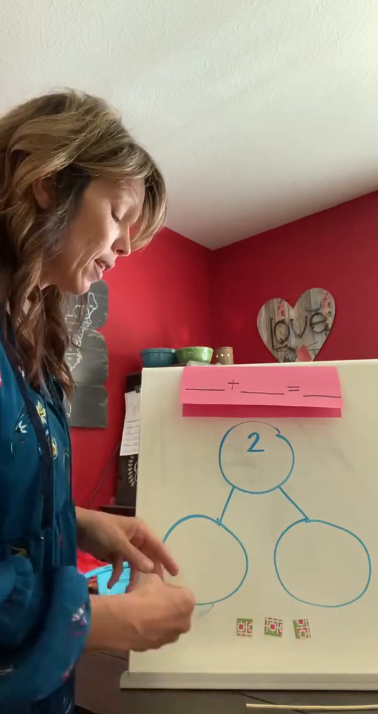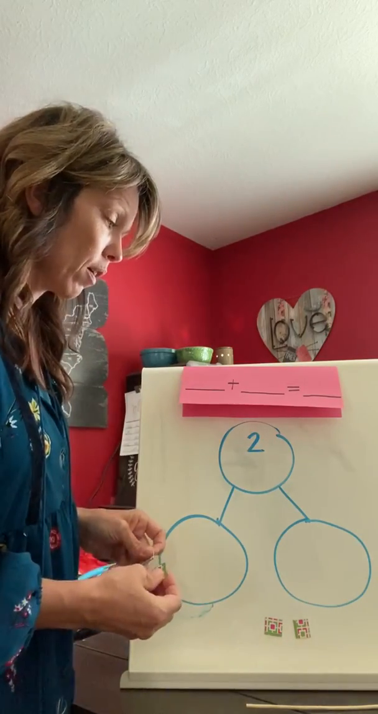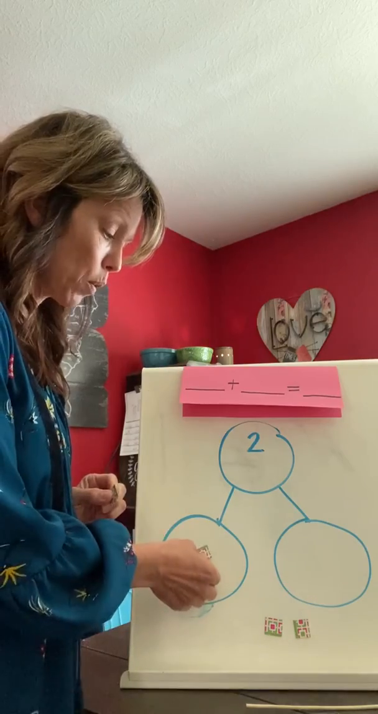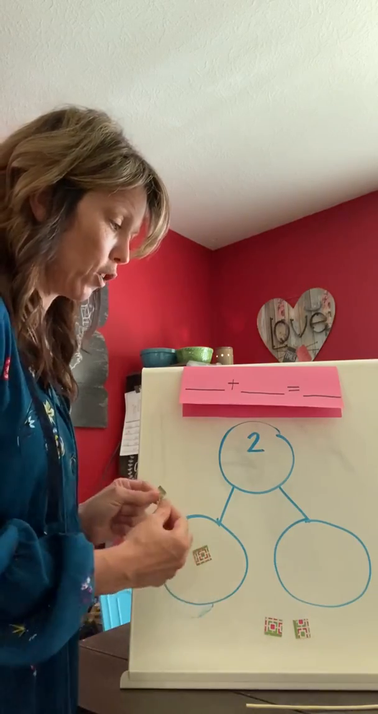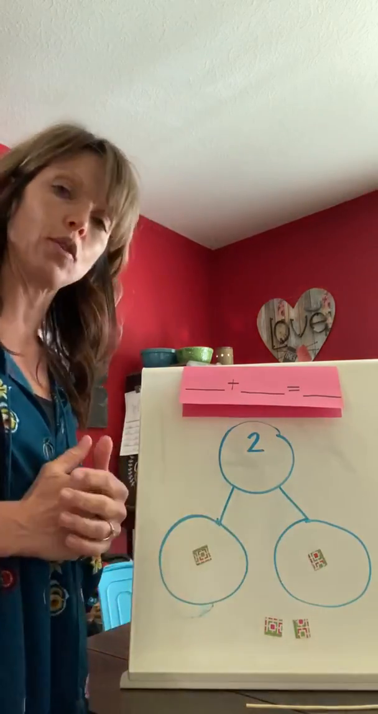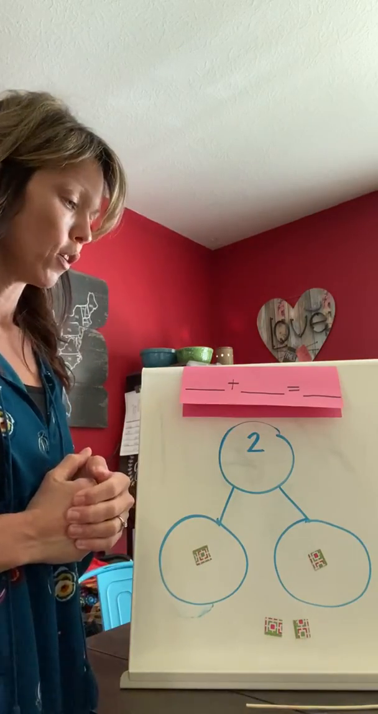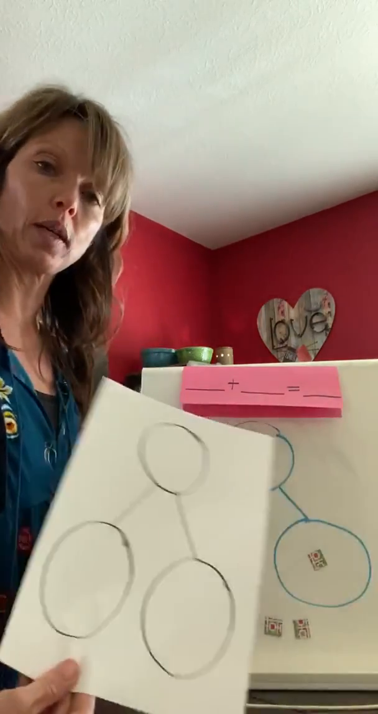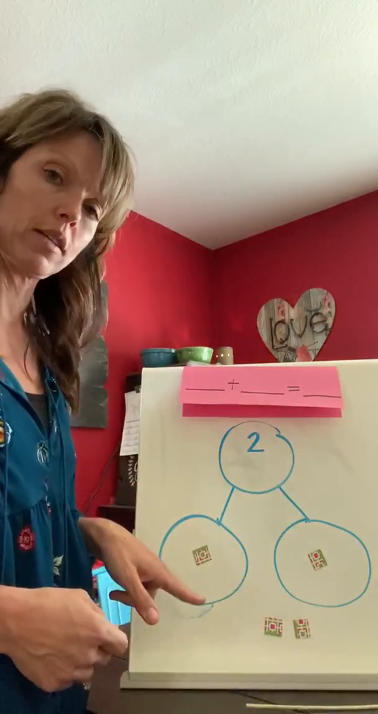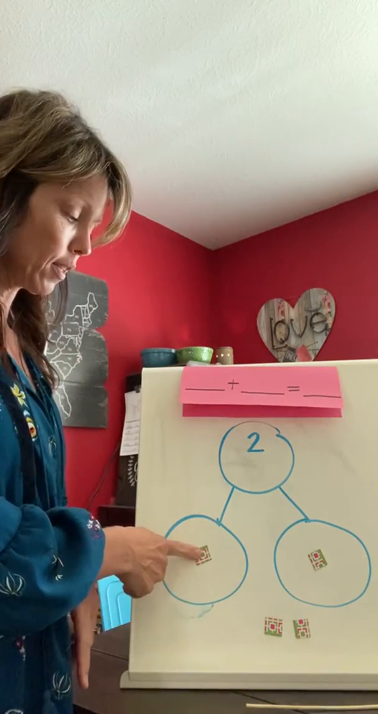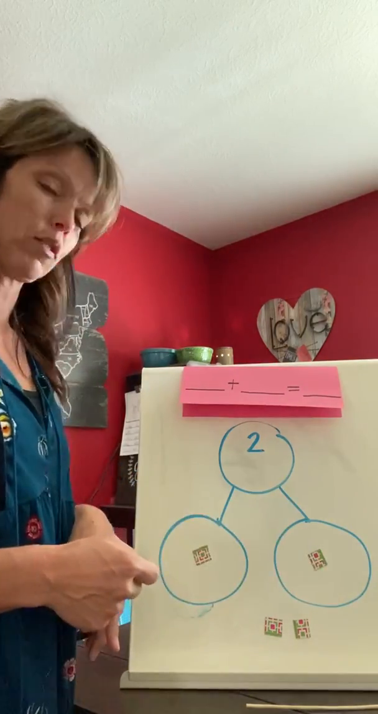So we can start with put one object in one circle and one object in the other circle. I'm gonna give you a minute to do that. So on your number bond, you can be doing exactly what I'm doing on here, okay? So I've put one object in this circle and one object in this circle, okay?